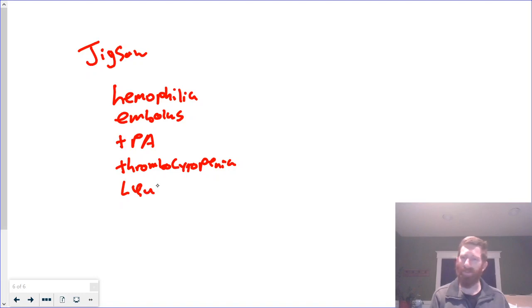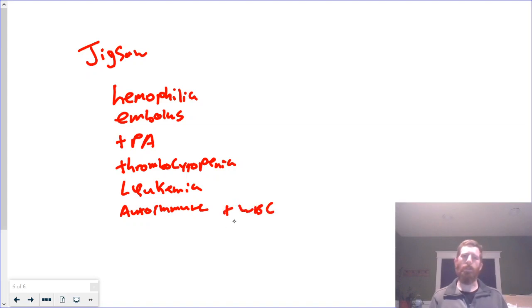L-E-U, I apologize. K-E-M-I-A, leukemia. And then this is the least clear of all the ones that I'm giving you, but I want you guys to figure out how white blood cells affect autoimmune diseases. Autoimmune disease and white blood cells. So autoimmune disease is when your immune system attacks itself, right? So do white blood cells play a role in that? Do they play a role in specific autoimmune diseases and not others? That's what I want you to research.